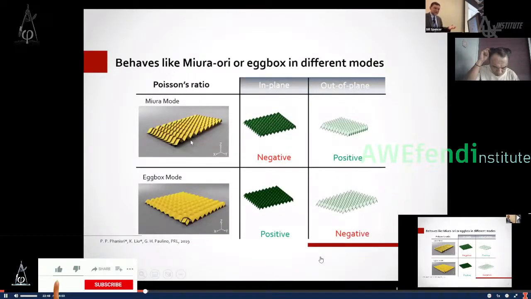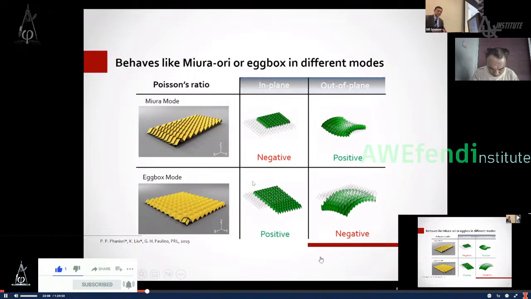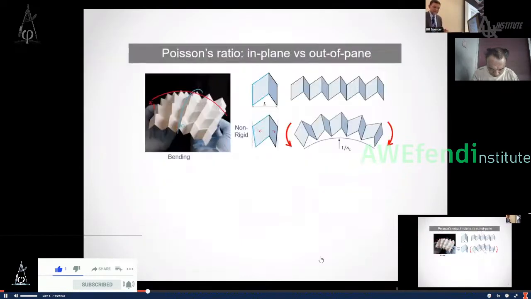And now, if you take a look here, I didn't bring the morph, but I just programmed all the units in the Miura mode. And then if you look here in the animations, they will behave exactly as the Miura pattern that you have seen before. And now if I program all the units in the egg box mode, then they will behave in a similar fashion to what we have seen before, but now it is a single material system.